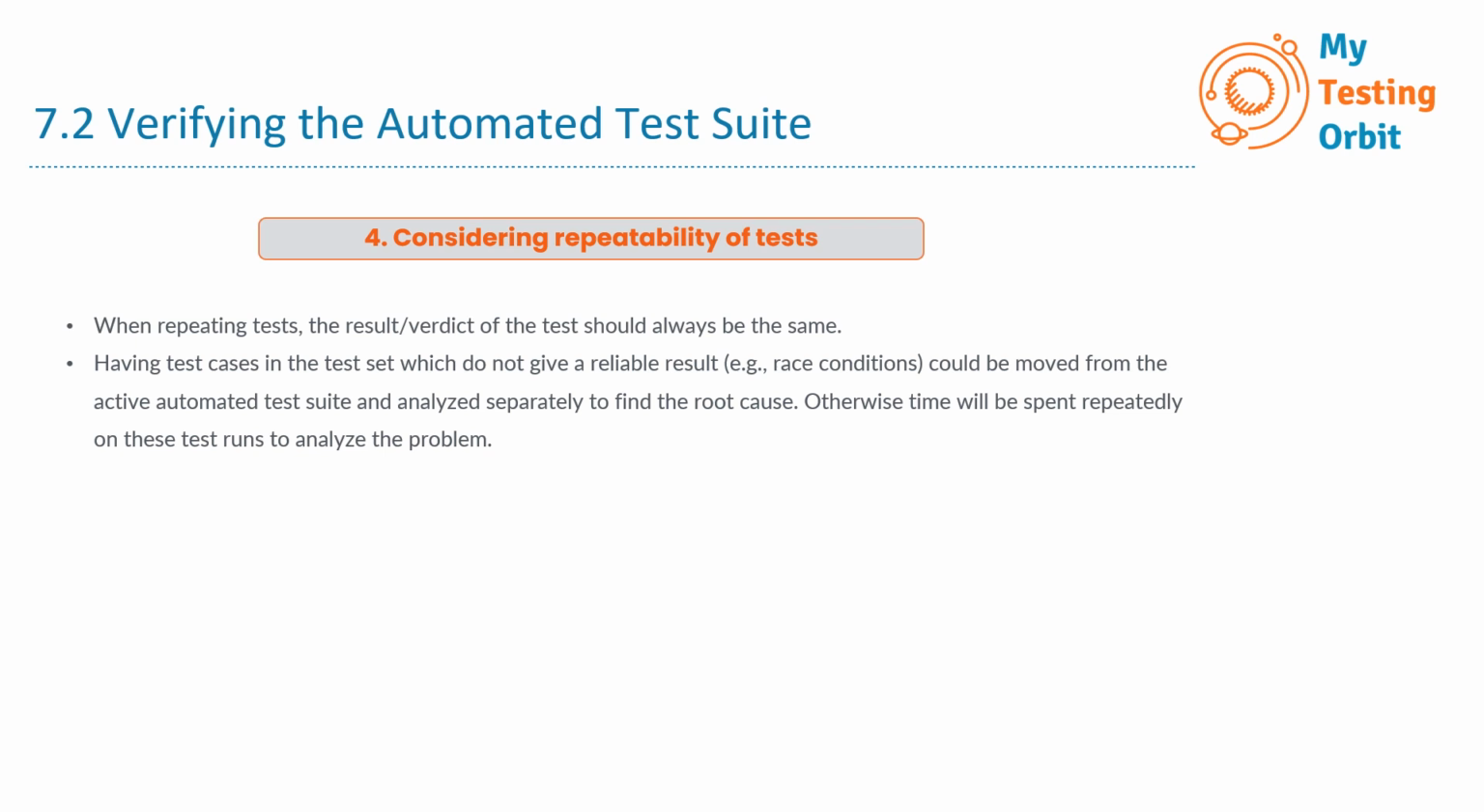So now we understand what race conditions are. The tests which are affected by race conditions might sometimes pass and sometimes fail, meaning that they are not giving consistent outcomes.